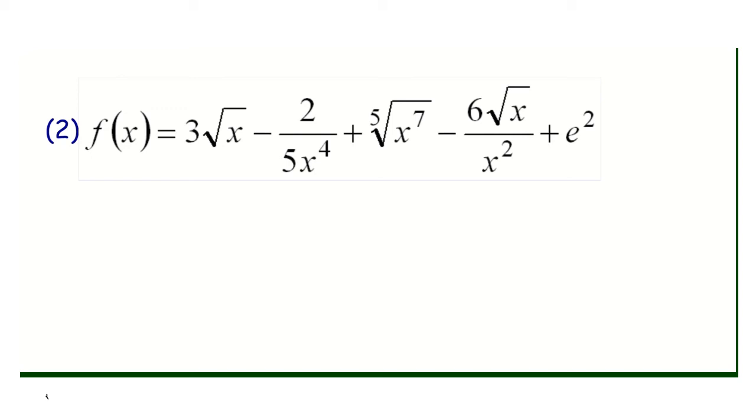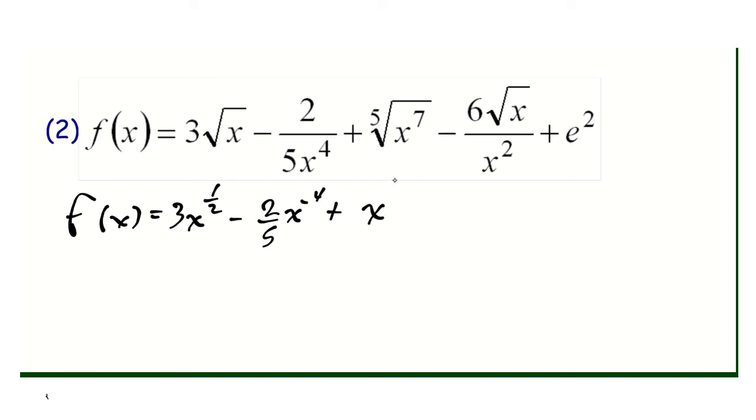so this is one I think I definitely rewrite first. So let's go f of x is equal to, so instead of 3 radical x, that's 3x to the 1/2. Take away, now you get 2/5. But instead of x to the 4th in the denominator, we jump that up to the numerator and make it x to the -4. I'd have x to the exponent 7/5. Let's see what we've got here now. So I've got minus 6.